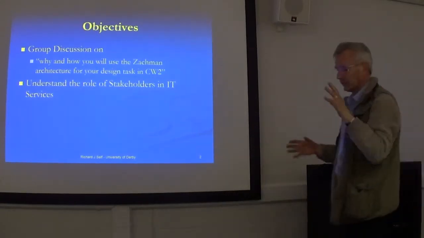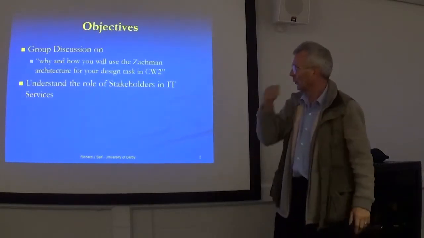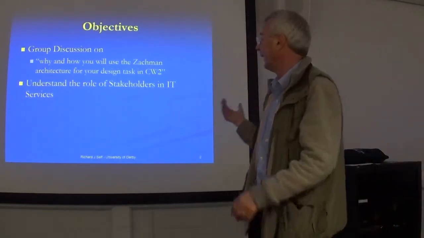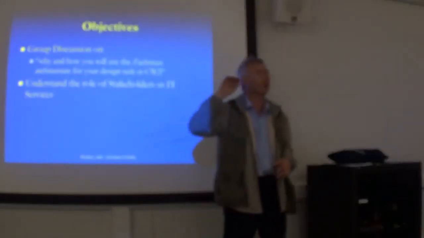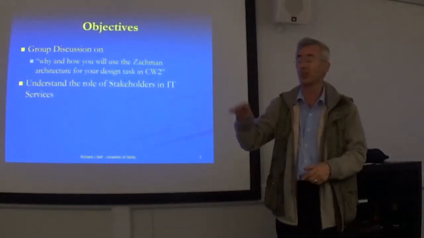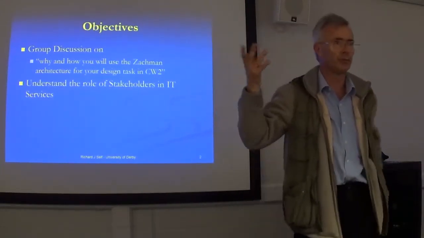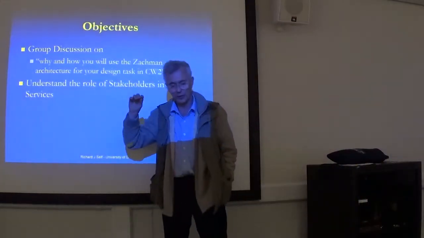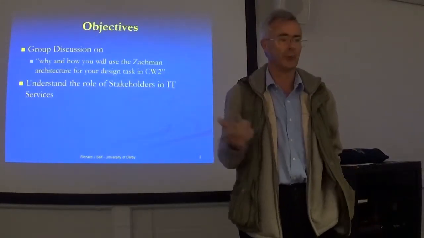So over the next half an hour or so, maybe a bit longer, I want to go back to last week and think about the Zachman architecture and how you're going to use it in thinking about your individual assignment task. You'll notice the second stage is justified design using some of the principles from the Zachman architecture. And then in the second part, we'll look at who stakeholders are and what their role is in a company.